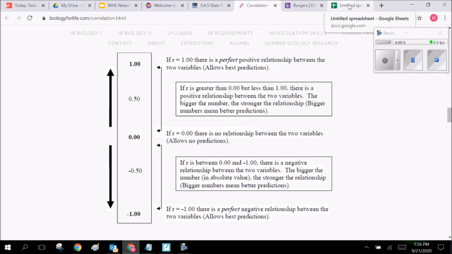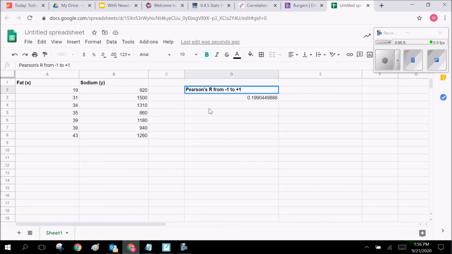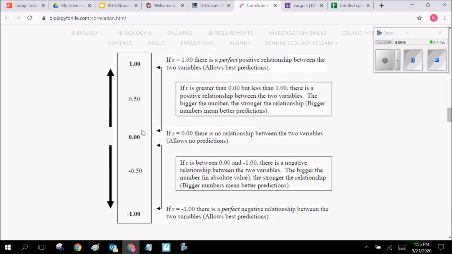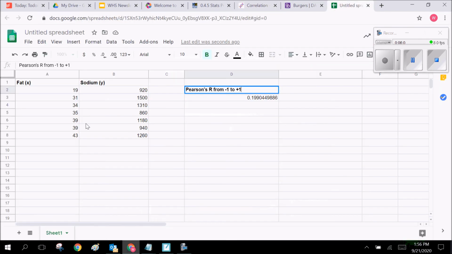So we're going to go ahead and take a look at how this actually manifests. Over here we see we have 0.1. Now 0.1 is very low. It's almost 0.2, but still it's somewhere down here, so it's very close to 0. So we could probably say that the amount of fat in these burgers is really not correlated or related very much at all to the amount of sodium. But we don't want to stop there.